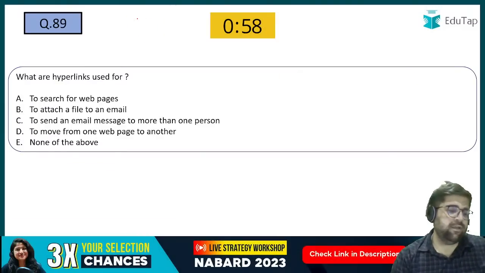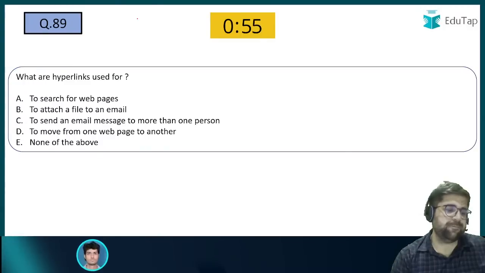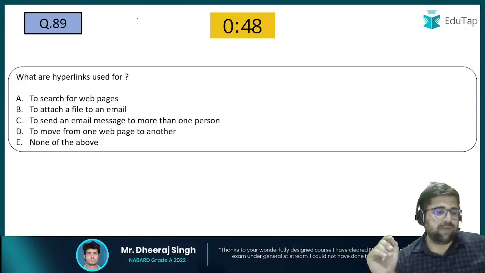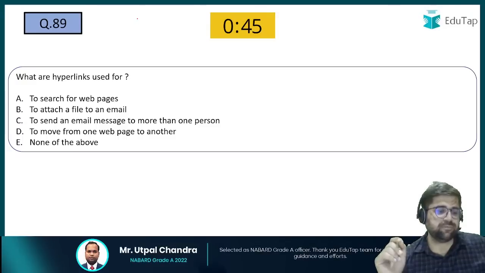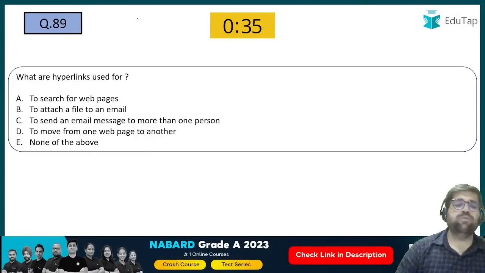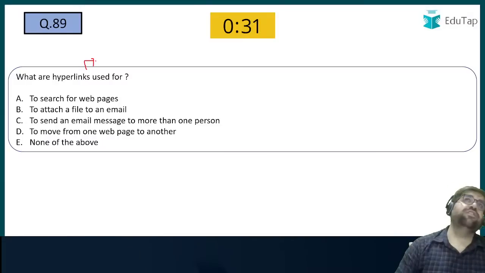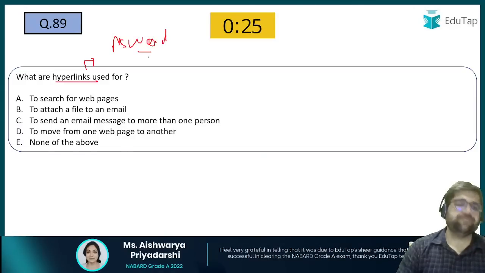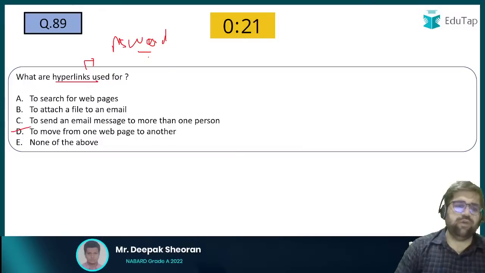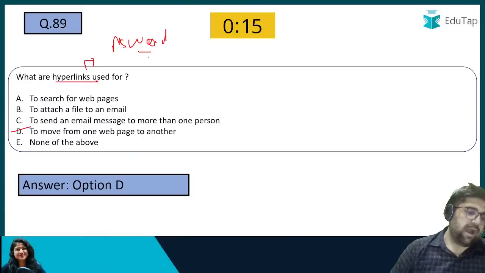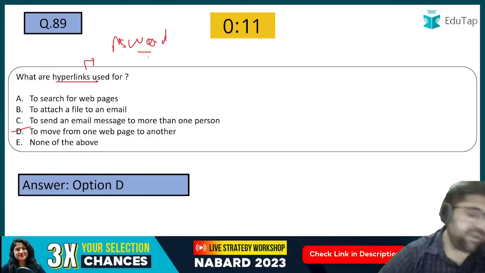Coming to question number 89. Tell me the answer please. And also I want you to tell me, what is the shortcut to enter a hyperlink in MS Word? This is also a previous year question. Yes, the answer is D over here. But what is the shortcut to enter a hyperlink in MS Word? Which shortcut can you use to create a hyperlink in MS Word?